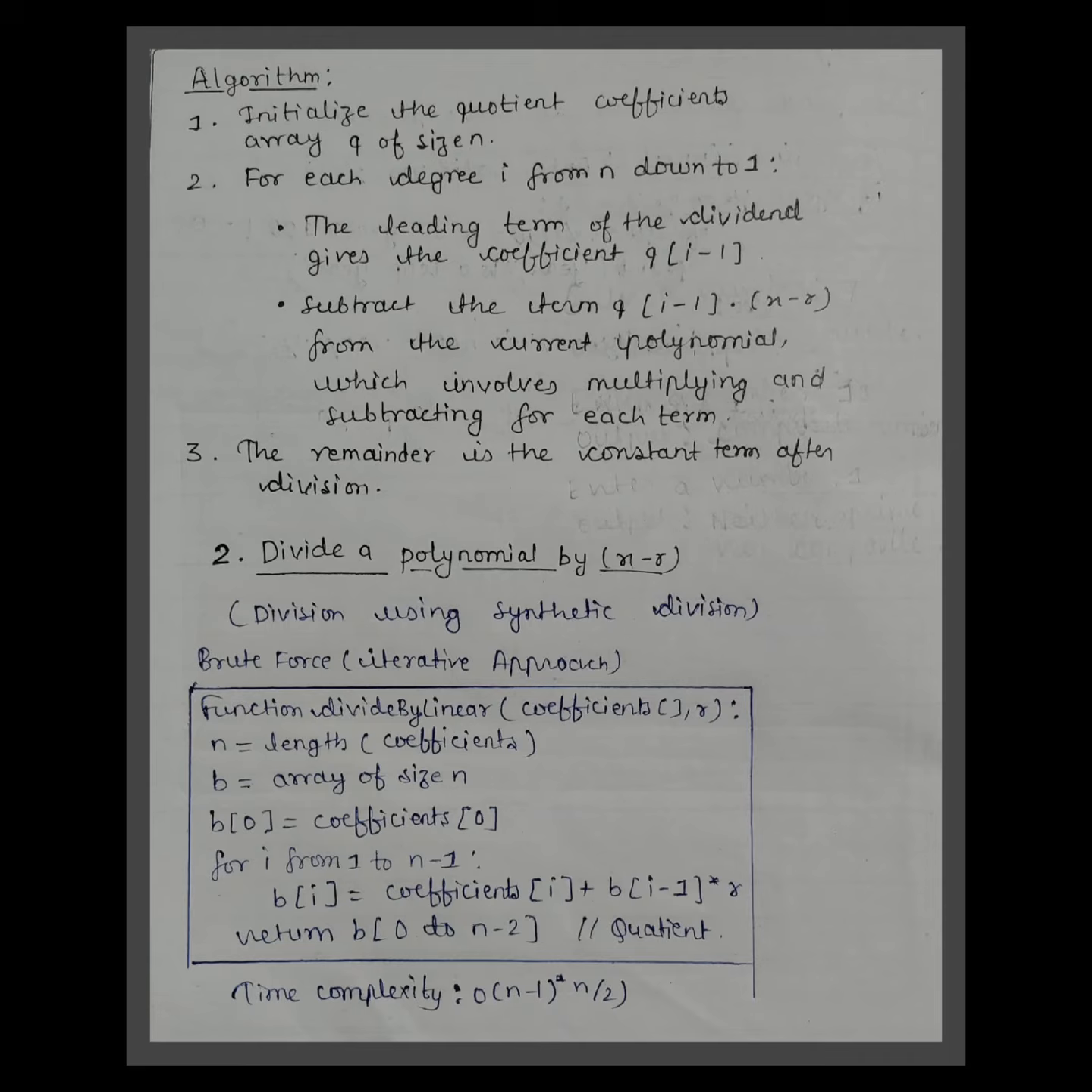Third, the remainder is the constant term after division. Now for the program, function divide by linear (coefficient matrix, r). n equals length of coefficients, b equals array of size n, b0 equals coefficient[0]. For i from 1 to n minus 1, b_i equals coefficient[i] plus b_(i-1) times r. Return b[0 to n minus 1], that is the quotient. Its time complexity is O(n(n-1)/2).